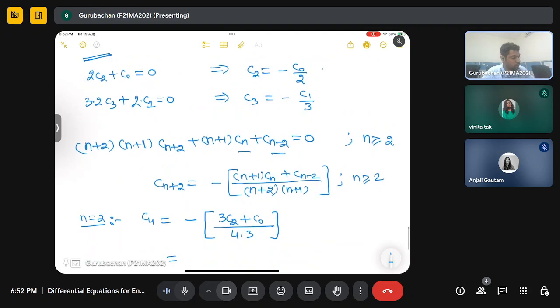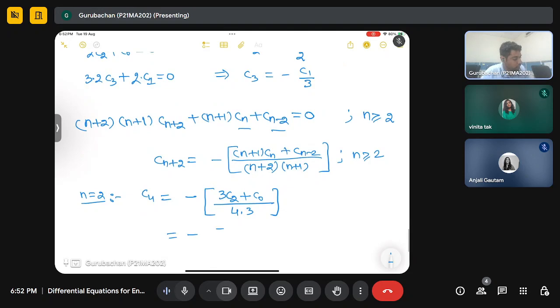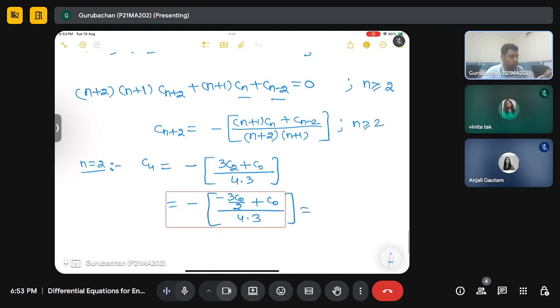And what is this C2, or 3 times C2? If you observe from here, this is minus C naught by 2. So it will be minus 3 C naught by 2 plus C naught divided by 4 into 3. This will give you some positive quantity, that is, from here you will get minus C naught by 2. So it will be C naught divided by 4 into 3 into 2, this kind of thing. If you write it, it will be C naught by 4 factorial.